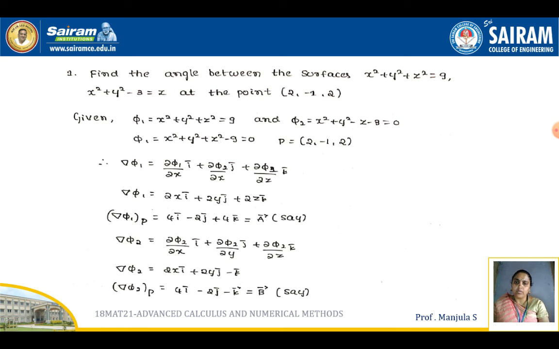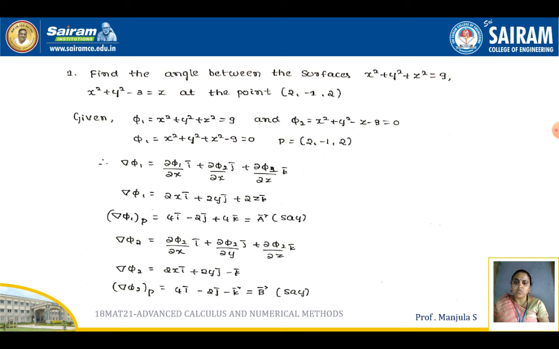Now for the given phi 1, we do the partial differentiation with respect to x, y, z. So del phi 1 can be written as 2x into i cap plus 2y into j cap plus 2z into k cap. On substituting the given point 2, minus 1, 2, del phi 1 can be written as 4 i cap minus 2 j cap plus 4 k cap. That is vector A.